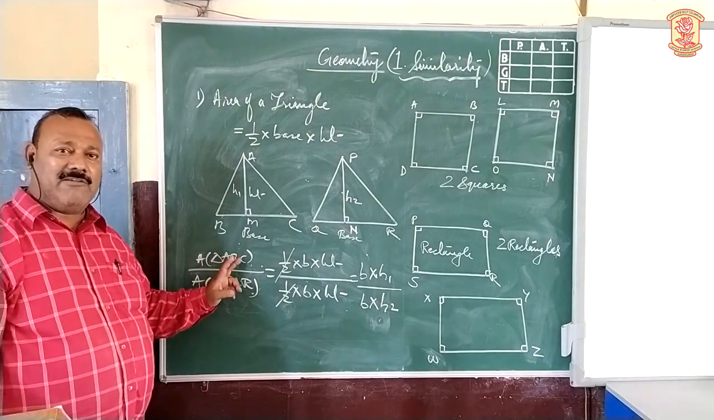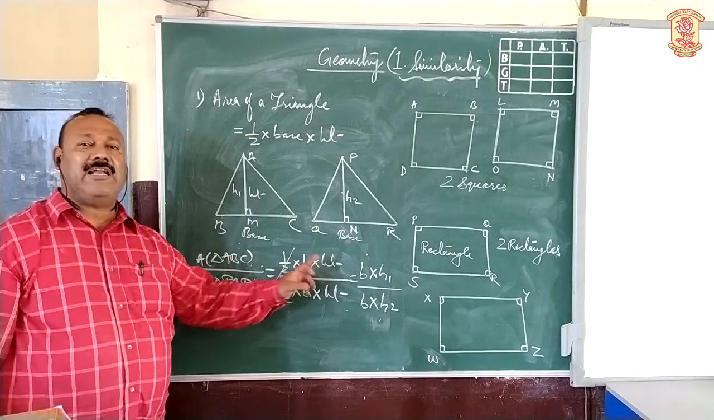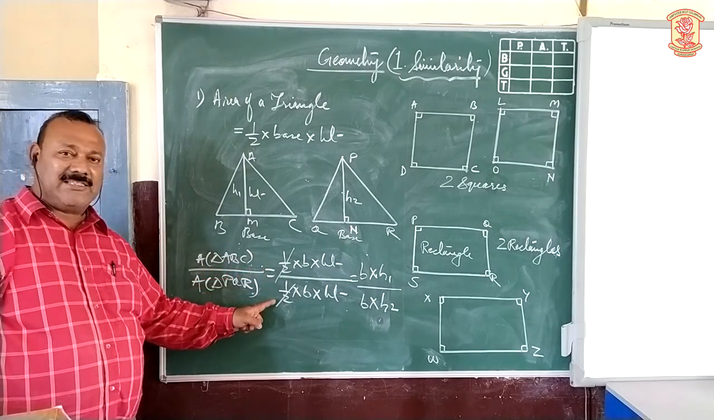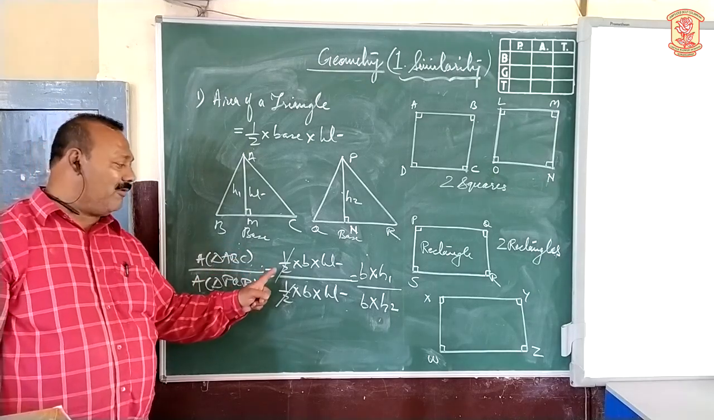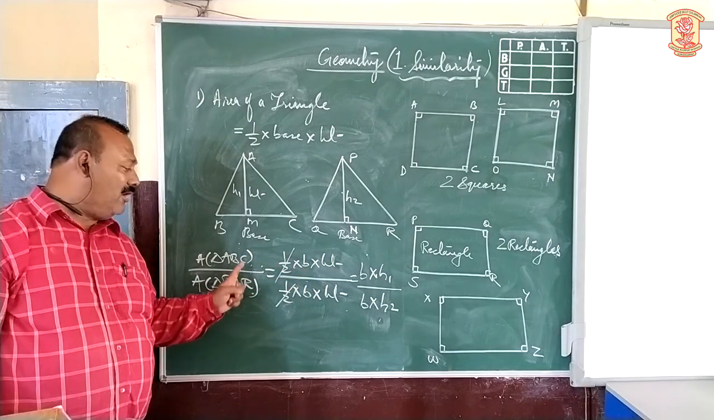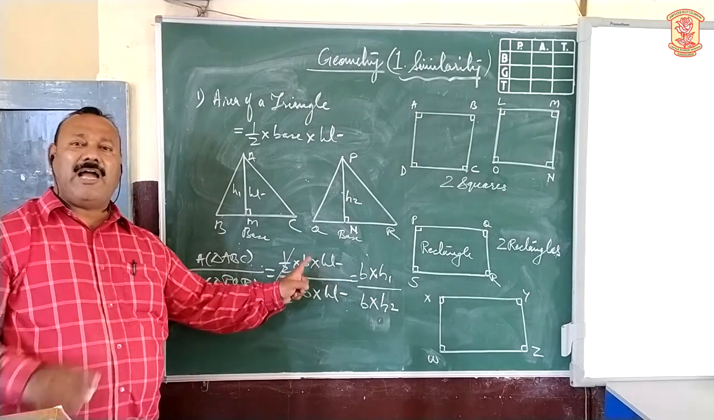Therefore, the first property is derived from here. Whenever two triangles are given, their areas are proportional to the product of base and height. Half and half get cancelled when we refer to the formula half into base into height, and we get the result that the areas of two triangles are proportional to the product of base and height.